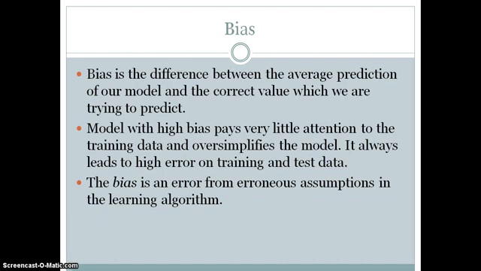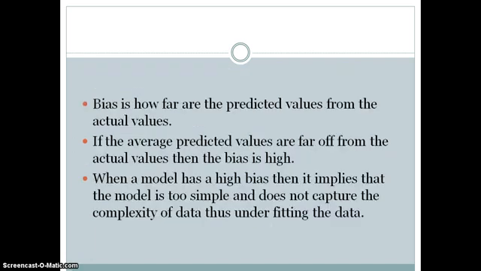So what is basically bias? It is how far the data that we predicted differs from the actual value. The bias error is the difference between the actual and the predicted values. If the average predicted values are far off, then the bias is high.